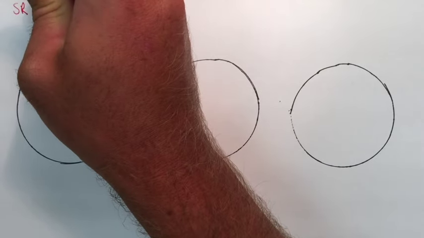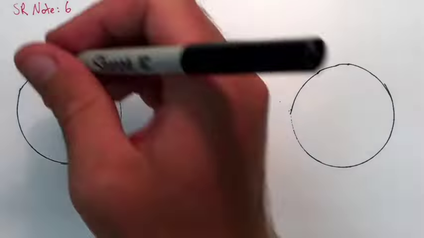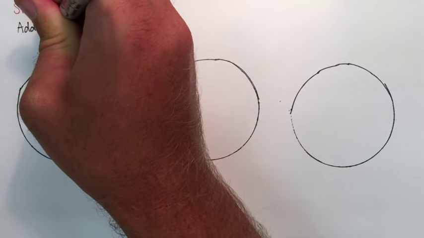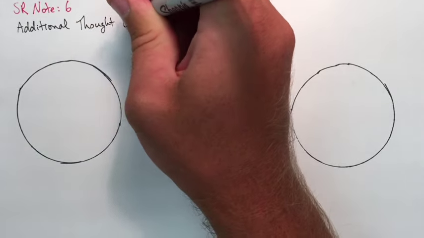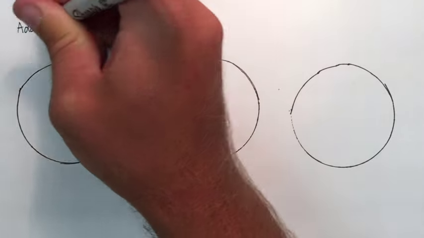Grade 12 Physics, Special Relativity, Note 6. Here we're going to do some additional thought experiments to see how special relativity affects things around us.